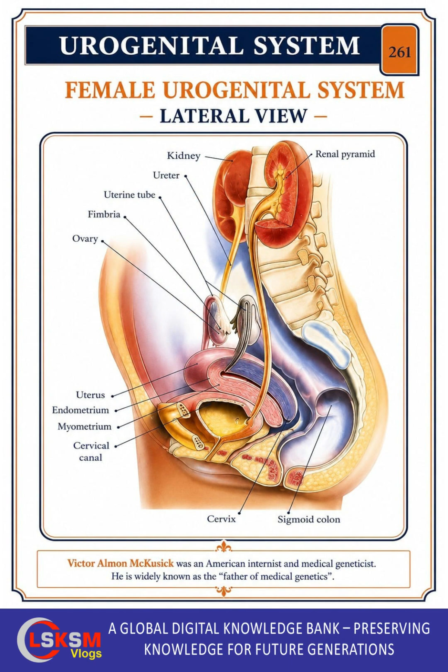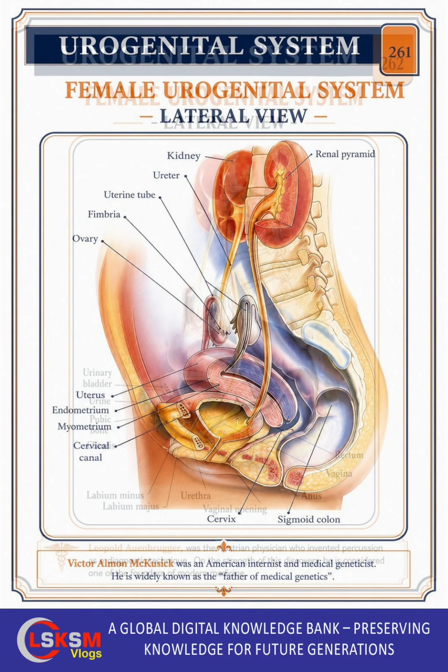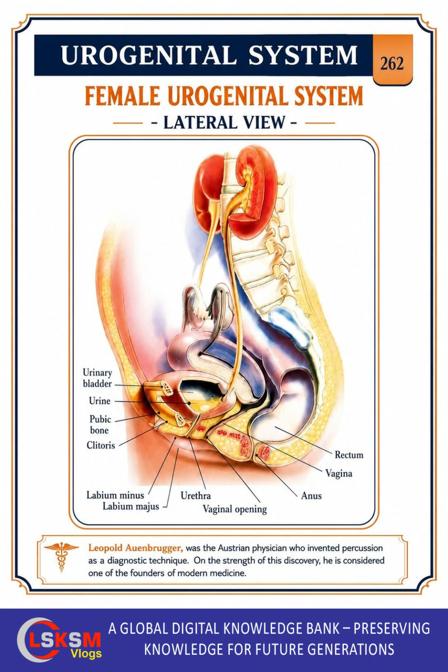Female urogenital system, lateral view. Illustrates the female pelvic organs from a side view. It helps understand their position and relationship within the pelvis. Shows the uterus, vagina, bladder, and rectum in profile. This view demonstrates how the pelvic organs are arranged.